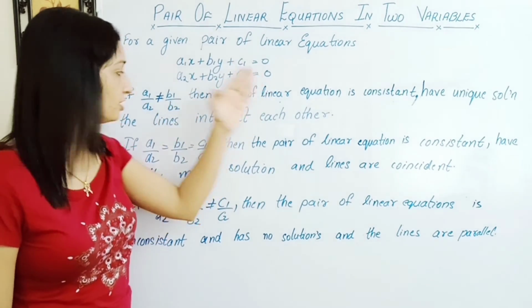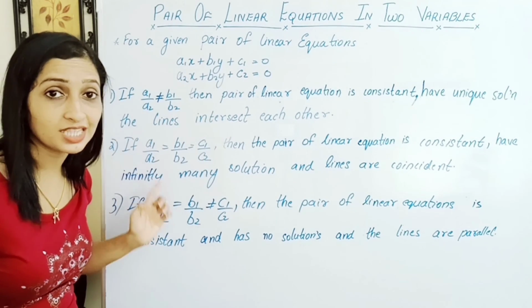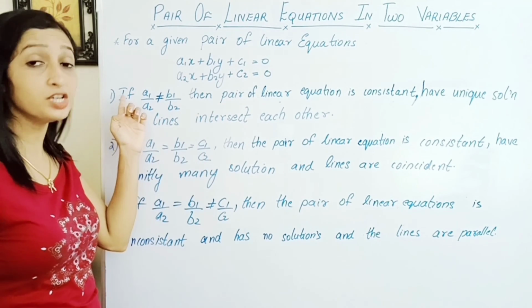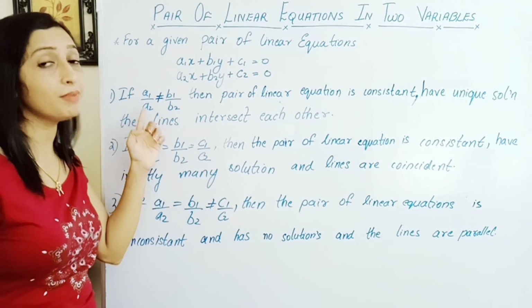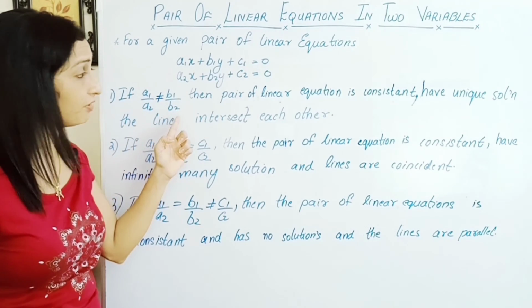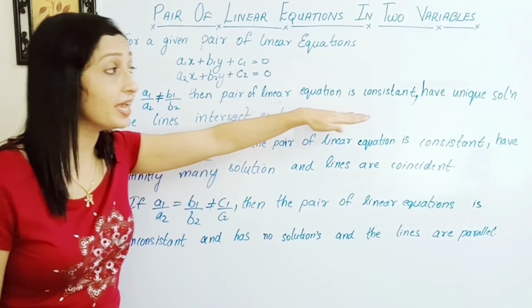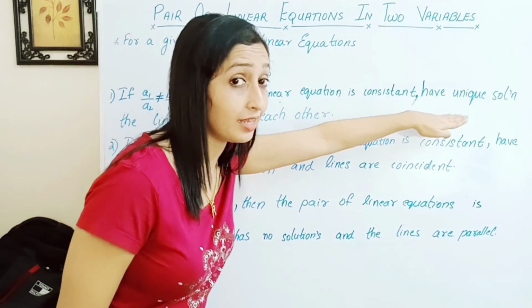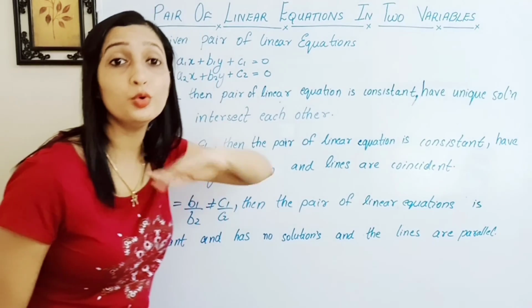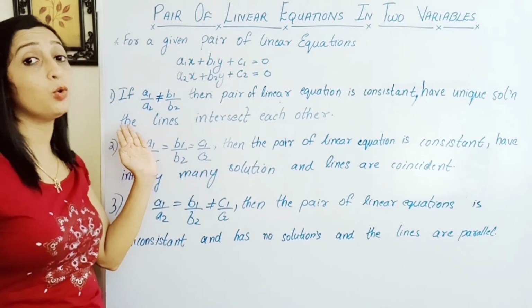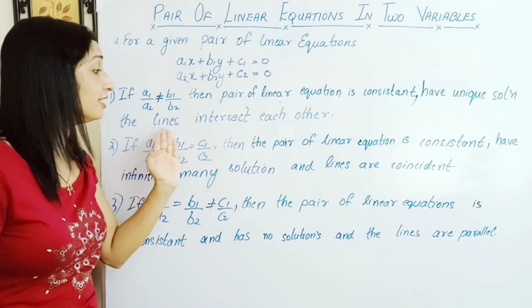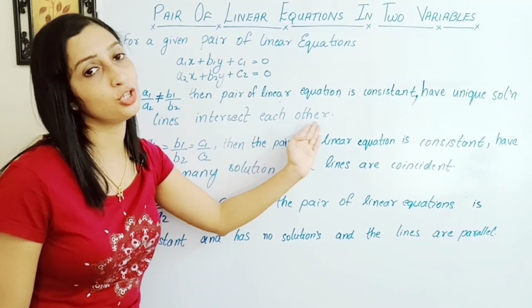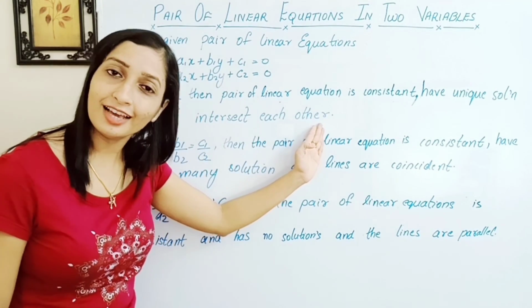+ c2 = 0. We are going to discuss the three conditions, and the first condition is if a1/a2 is not equal to b1/b2, then the pair of linear equations is consistent and it will have a unique solution. And what about the lines? Then the lines will intersect each other when it is represented graphically.